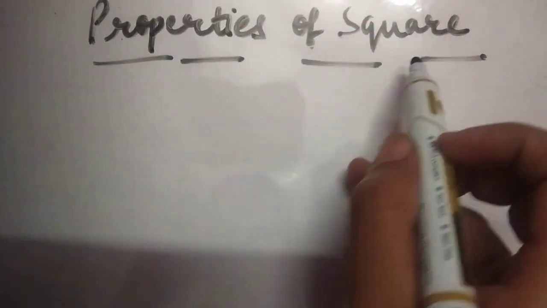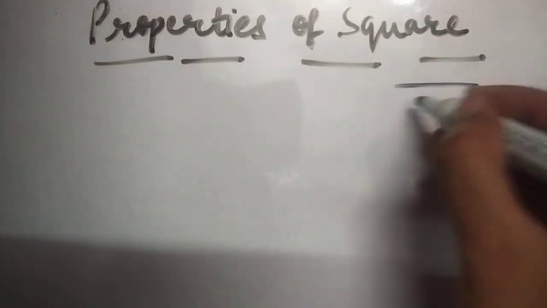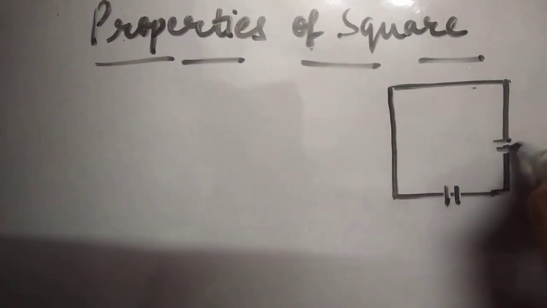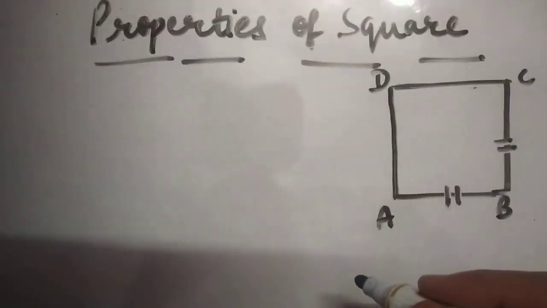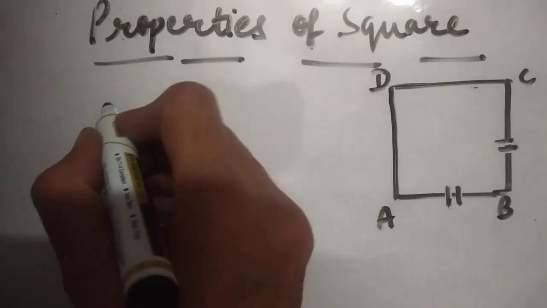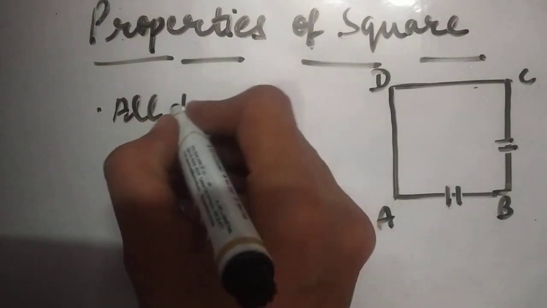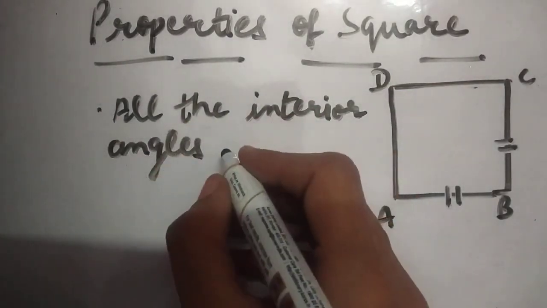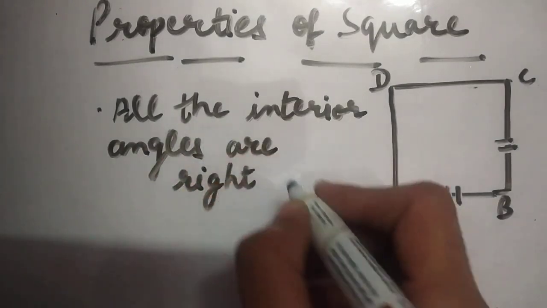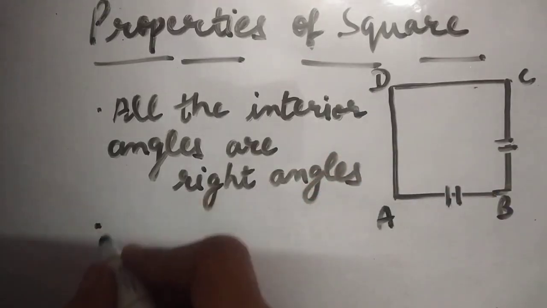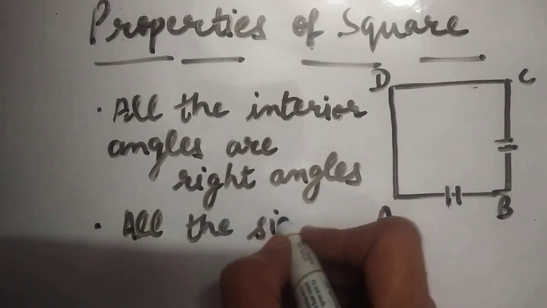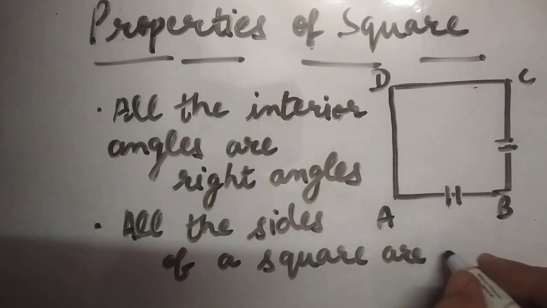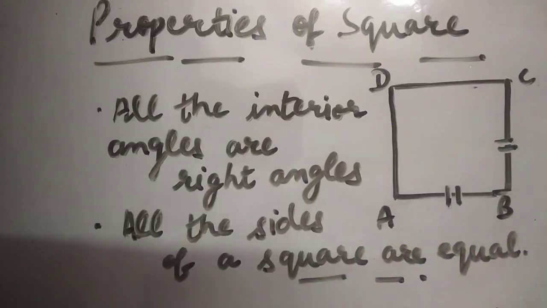Now let us have a look at the properties of square. If two adjacent sides of a rectangle are equal, then it is called a square. Properties of square: all the interior angles of a square are right angles. All the interior angles of a square are right angles. Next property is all the sides of a square are equal. All the sides of a square are equal. So these are the properties of square.